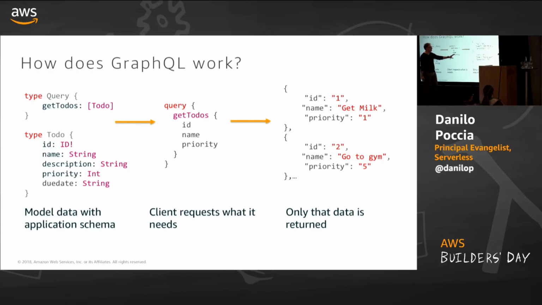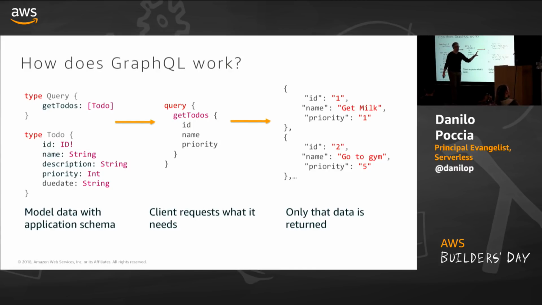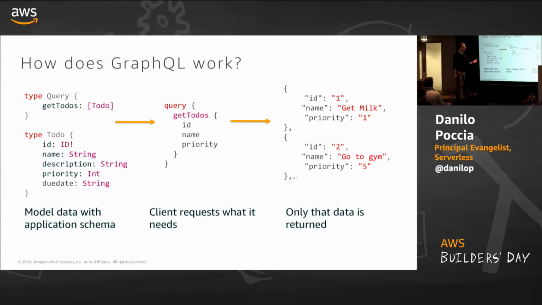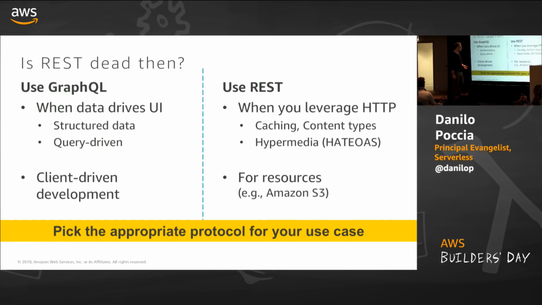So the ID, the name, and the priority in this case, and there is no mention of due date, for example, or the description. So this is making the use of bandwidth much more efficient, so it's faster, especially for mobile apps, and you don't consume bandwidth for your users if you don't need the specific information.